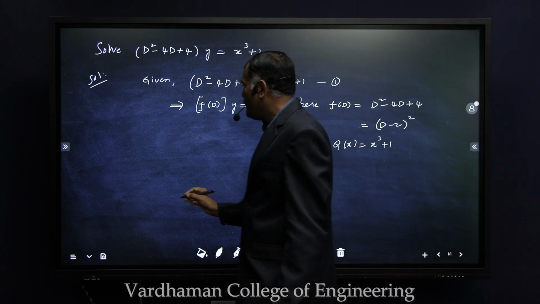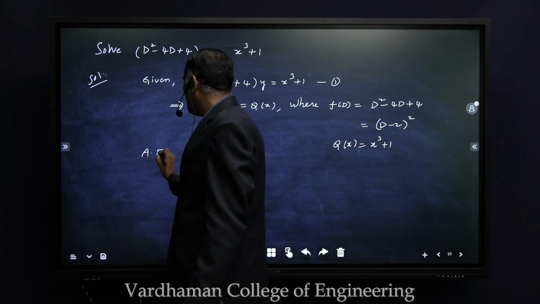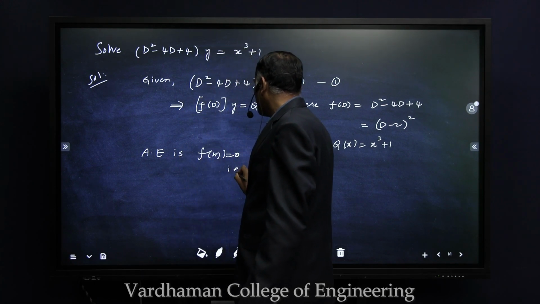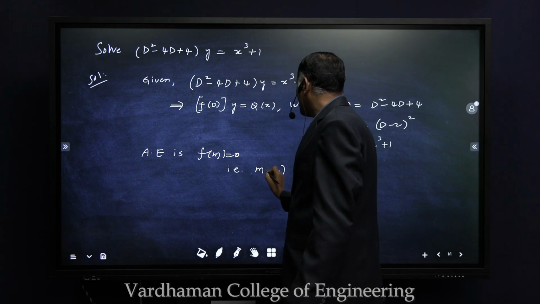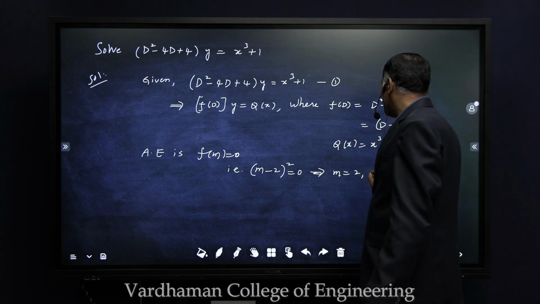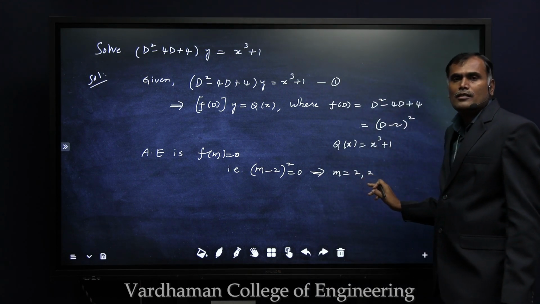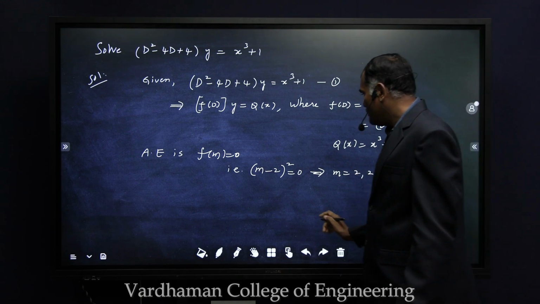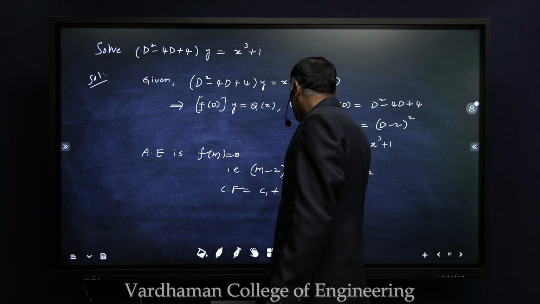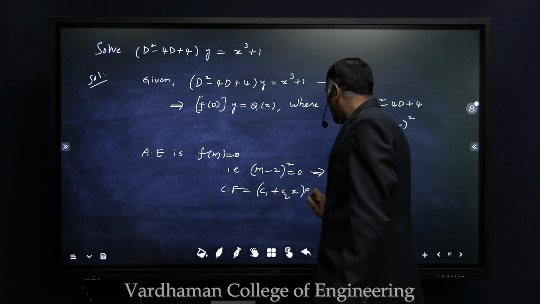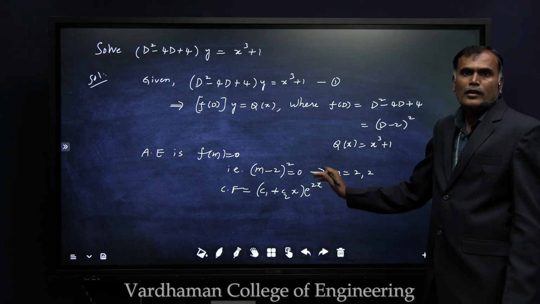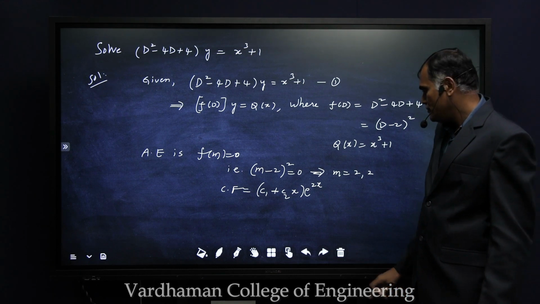Let us find the complementary function. To find the complementary function, we write the auxiliary equation. The auxiliary equation is given by f of m equals 0, that is (m minus 2) whole square equals 0. By solving this, we get m equals 2 and 2. Now clearly the roots are real and repeated. In this case, the complementary function is given by (c1 plus c2 x) e power 2x, where c1 and c2 are arbitrary constants. Now let us discuss how to find the particular integral.